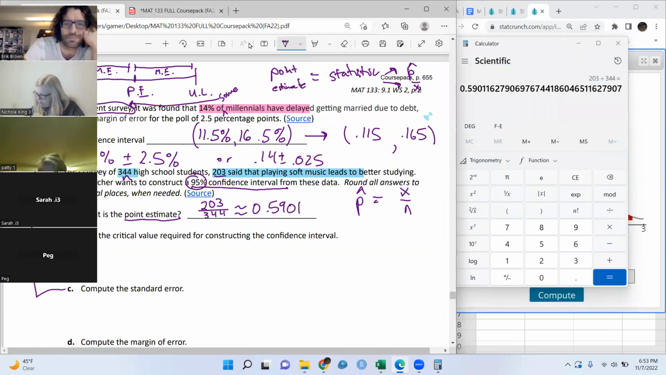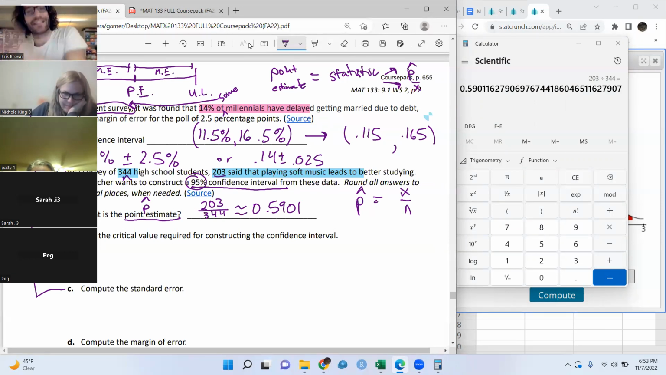How's everyone doing on this p hat, this point estimate thing? Fine if you know when to use it. Nice. Is it getting drilled home that point estimate means statistic? Is that sticking? Really, point estimate means either a p hat or an x bar.